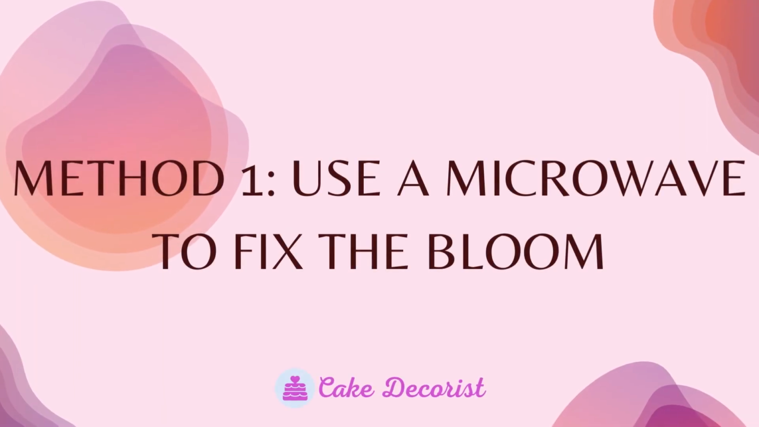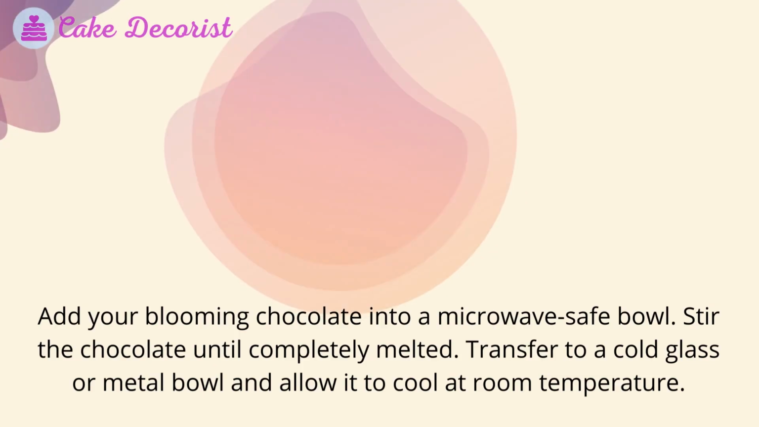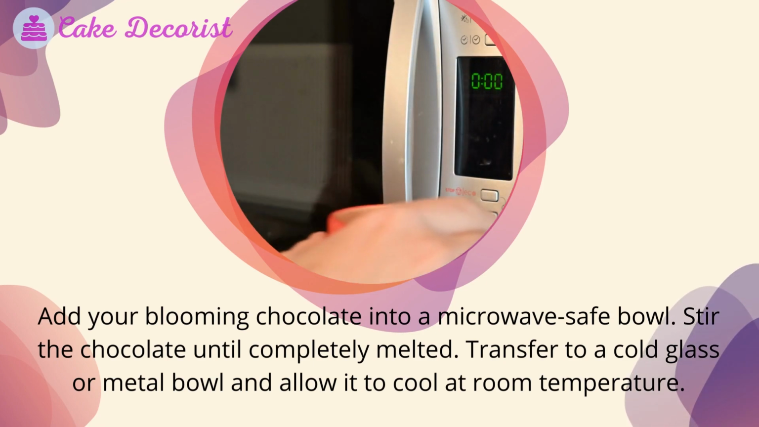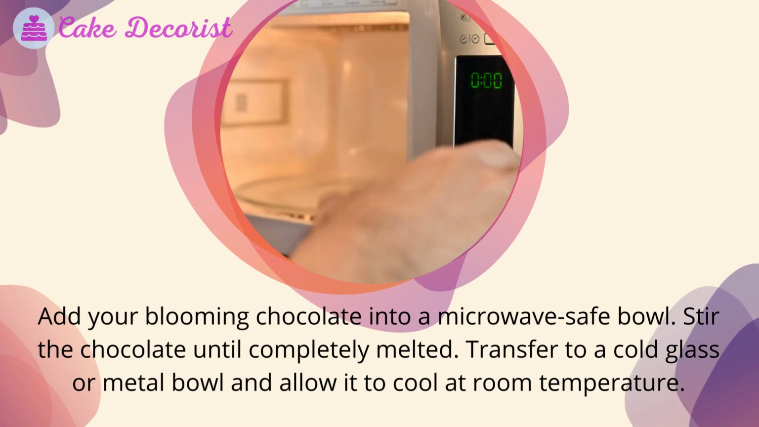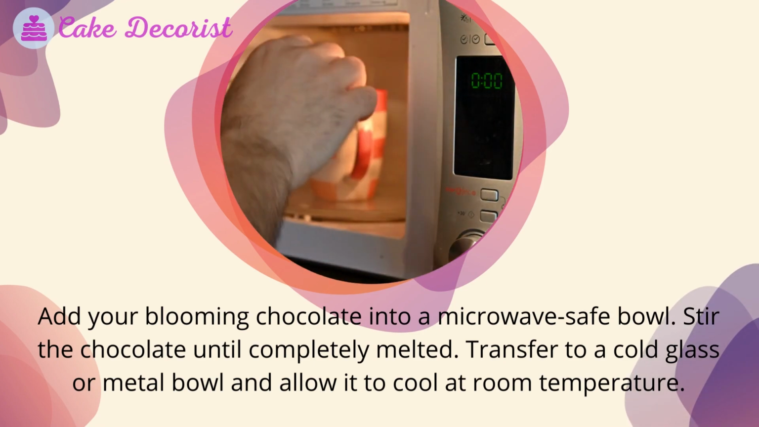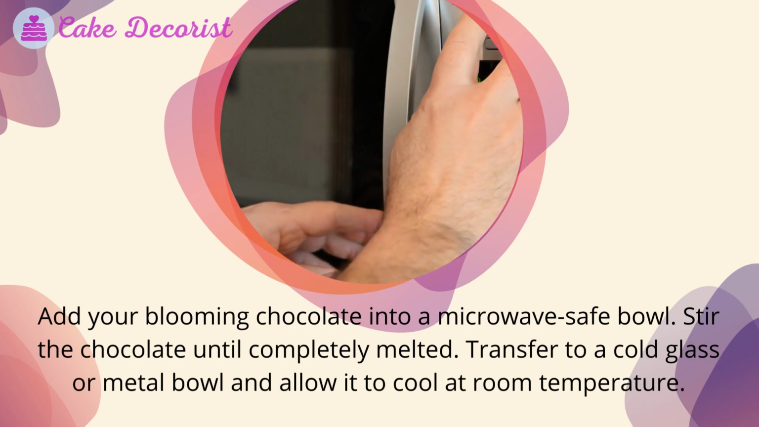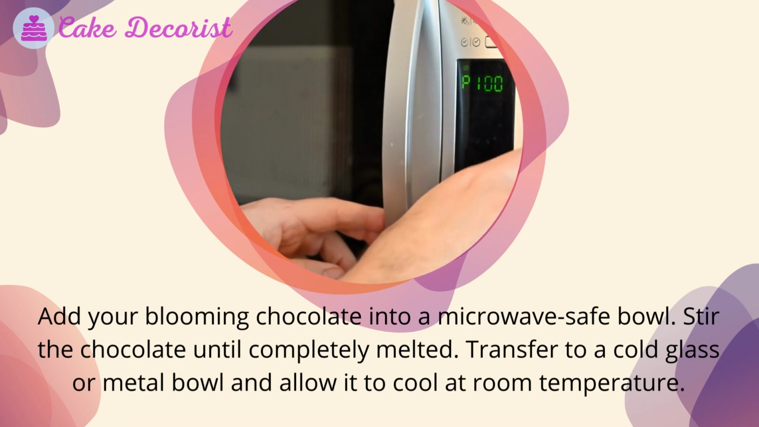Method 1. Use a microwave to fix the bloom. Add your blooming chocolate into a microwave-safe bowl. Stir the chocolate until completely melted. Transfer to a cold glass or metal bowl and allow it to cool at room temperature.